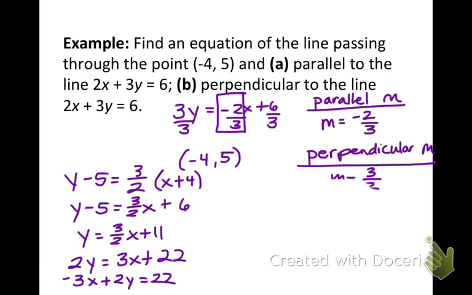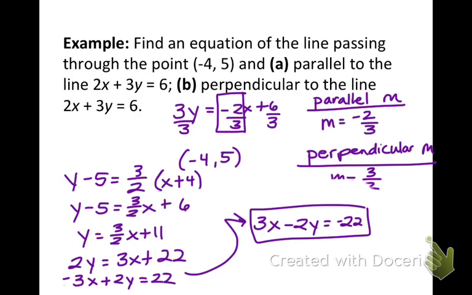Which still leaves me, I need to get rid of that negative. I multiplied by 2 to get rid of the fraction. Yep. So then change all your signs, right? So I should end up with a positive 3x minus 2y equals -22. Okay?